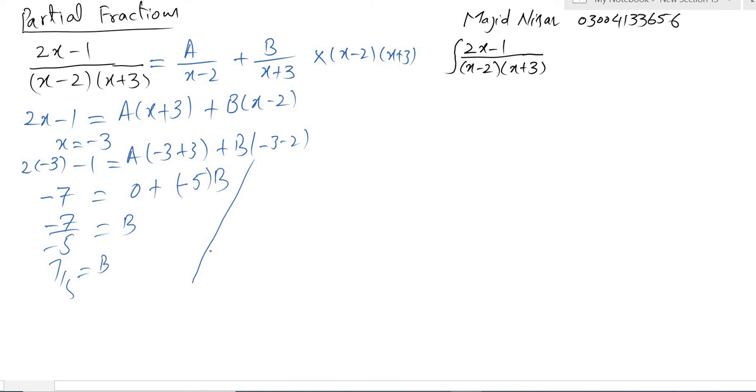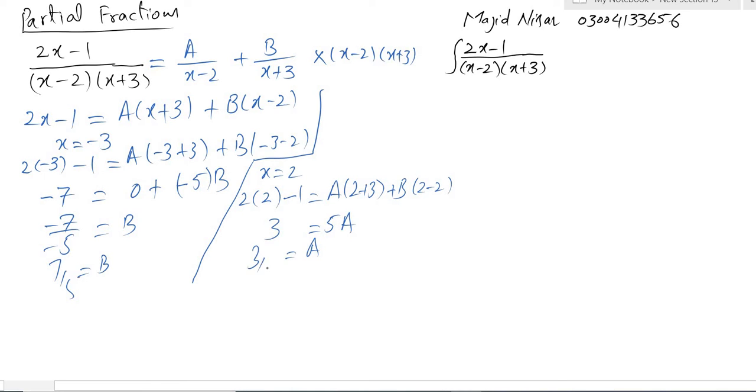Similarly, we can see that if we substitute x equal to 2 in this equation, b will be eliminated. So substitute x equal to 2. So what will the equation be? 2 times 2 minus 1 equals a times, now substituting x by 2, 2 plus 3, and b times 2 minus 2. 2 minus 2 will be 0, and 0 multiplied by b will be 0. Now 2 plus 3 is 5, and 5 times a is 5a. So 2 times 2 is 4, and 4 minus 1 is 3. So a is 3 over 5.